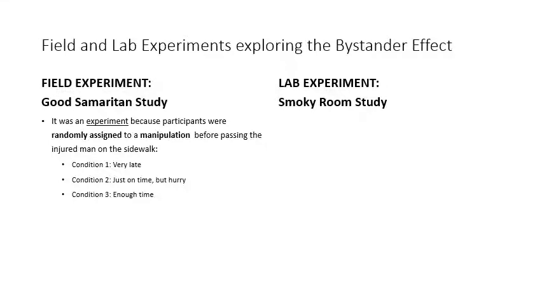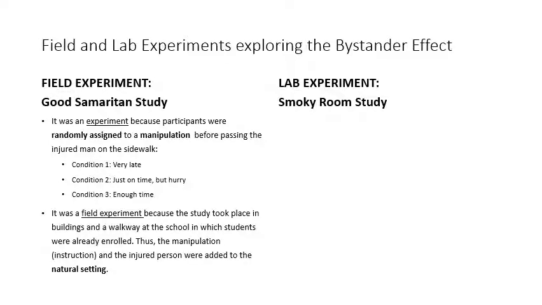So this was an experiment. That's the first thing we should check. And it was an experiment because participants were randomly assigned to a manipulation before passing the injured man on the sidewalk. And as we know, random assignment and a manipulation are the two conditions for an experiment. And as you know, they were exposed to the condition where they were told they were very late for a talk they needed to give, or that they were just on time, but they should not waste any time, or that they had enough time as long as they walked on over.